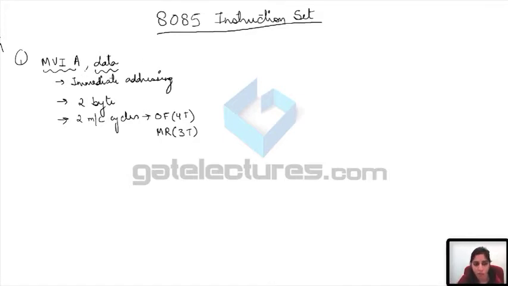What is this instruction going to do? It is going to load the accumulator with the given data. And where is this data going to be located? It is going to be located in the next immediate memory location. So what we can do is look at all the instructions of immediate addressing mode first, then we can look at instructions from other addressing modes. I think that would be better.